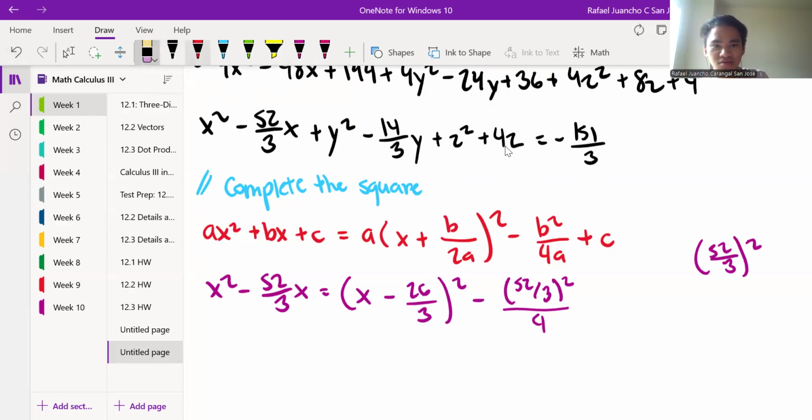So what is this? 52 squared is 2704 over 9. And we divide that by 4, so we get 2704 over 36, right? We don't have a c anywhere, so that's just plus 0. 2704 over 36 is 676 over 9.